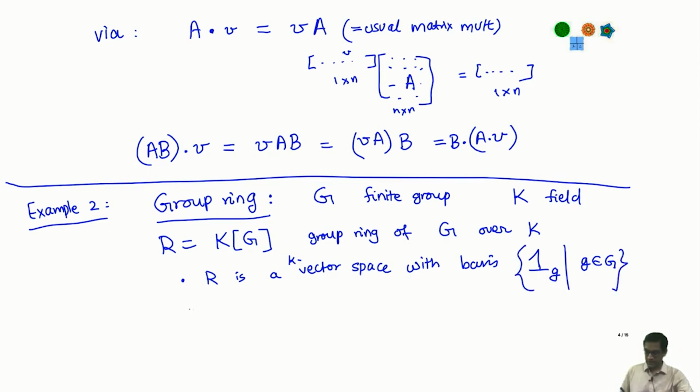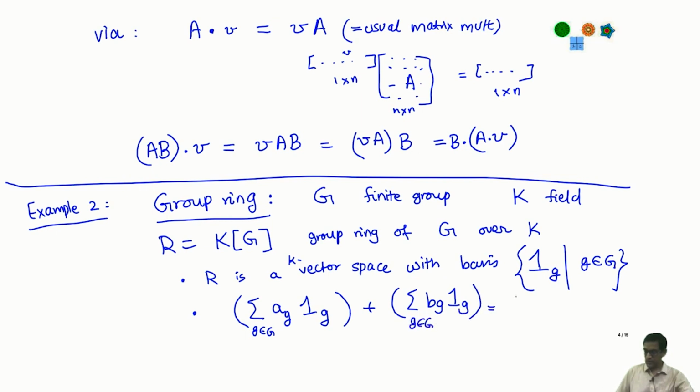Of course, in some sense I've only told you how to do addition now. So what is the addition here? What's a typical element? Firstly, a typical element of R looks like the summation of a_g 1_g, g in G. It's a linear combination of the basis. And to this, if you add another element, the summation of b_g 1_g, g in G, because these form a basis, I can just add them like this: the summation of (a_g + b_g) 1_g, g in G.